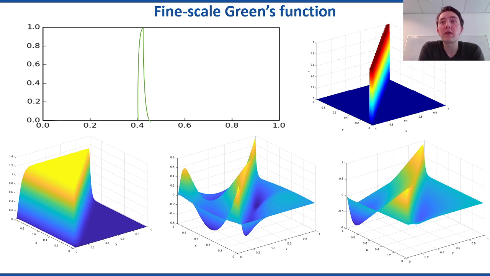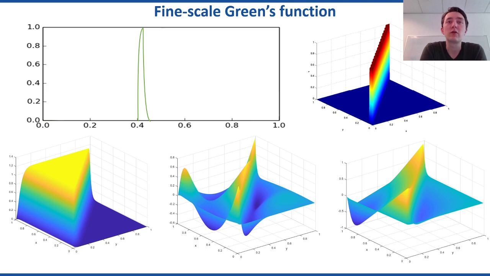There are a couple of things that are quite interesting here. First of all, the fine-scale space depends on the projector, right? We define it to be the kernel of the projector. So for different projectors, you will get different fine-scale Green's functions. This is the fine-scale Green's function for the H10 projector, the one that we concluded in the last video to be a very good one.